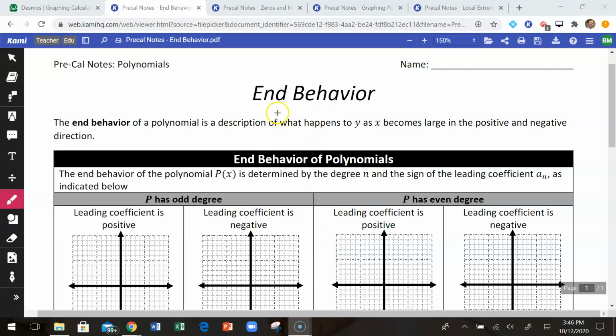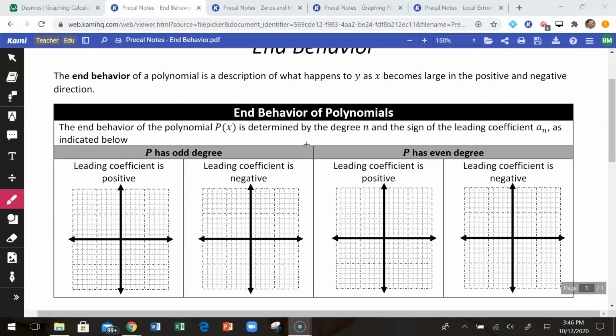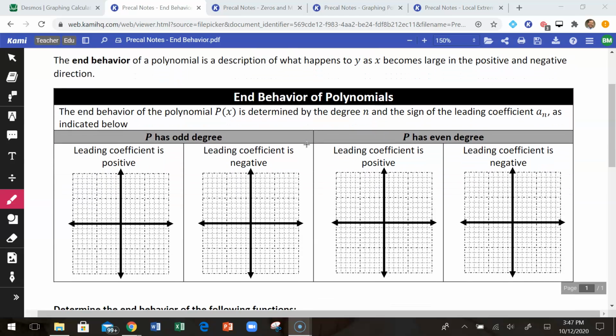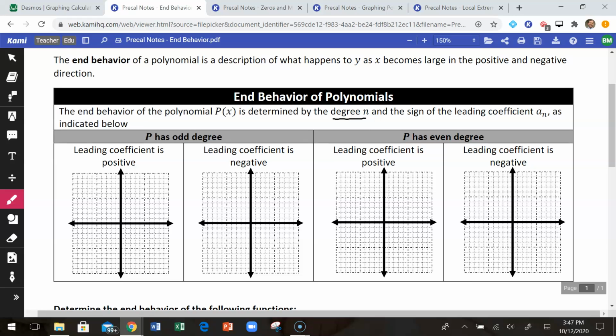When graphing a polynomial, a lot of times you want to concern yourself with the end behavior of the graph. And what that means is what's happening all the way to the left and all the way to the right of your graph. A lot of that can be determined by simply looking at the leading term of your polynomial. So we are going to look at the degree of the polynomial and the sign of the leading coefficient.